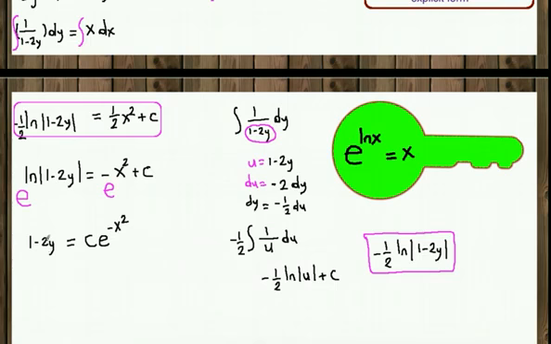Now we need to completely isolate y. Subtract 1 from both sides. So negative 2y equals c e to the negative x squared, minus 1. And divide both sides by negative 2. So you get y equals negative (c times e to the negative x squared minus 1) over 2. So this is our explicit form.